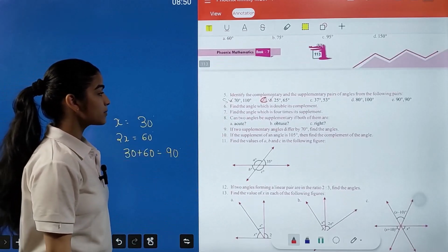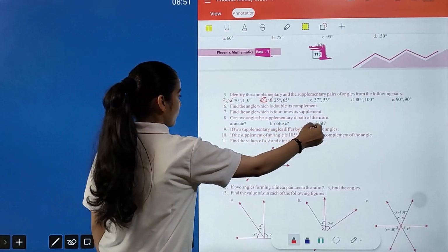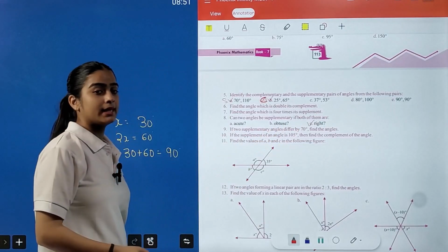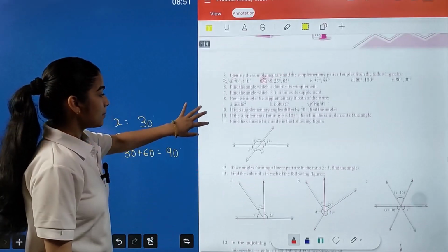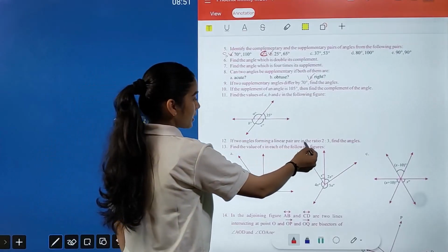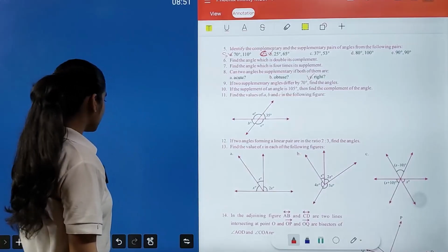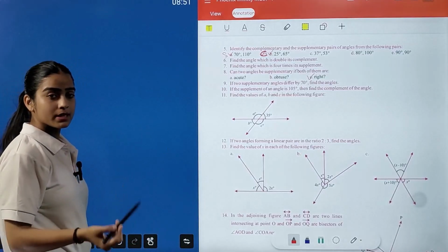Now can two angles be supplementary if both of them are acute, obtuse, or right? If both of them are right, meaning 90 and 90, then they could be supplementary angles. Next, if two angles forming a linear pair are in the ratio 2:3, find the angles. Linear pair means the sum of the two angles is equal to 180 degrees.